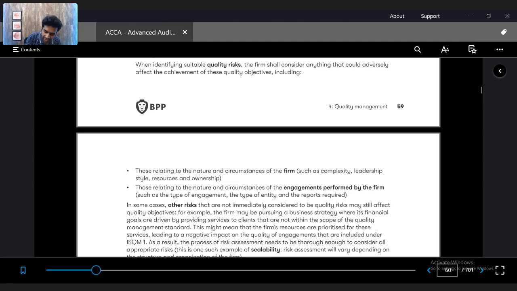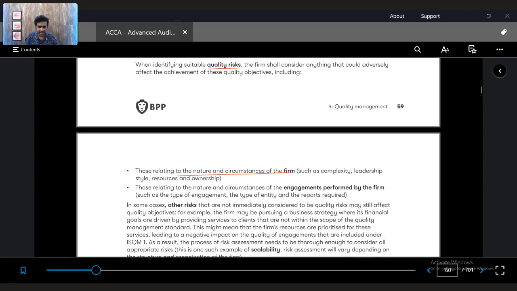A simple process that the firm does. When they are identifying the quality risk that could affect the firm's objectives, it could be in relation to the nature and circumstances of the firm, like the complexity of a particular audit. To give an example, let's take Byju's. The company who took next the Byju's, right? The audit firm which took the audit of Byju's next after Deloitte resigned will have high quality issues for them, because the complexity of that audit is so heavy.